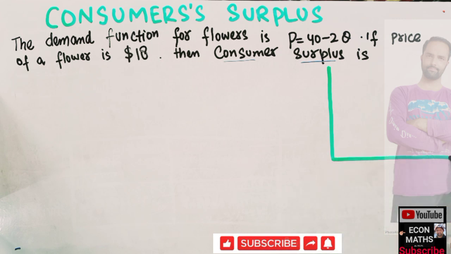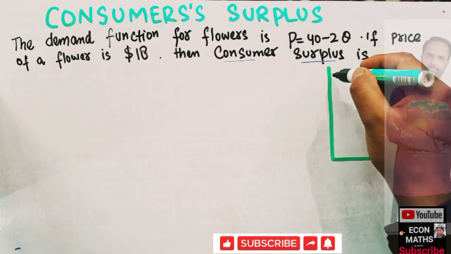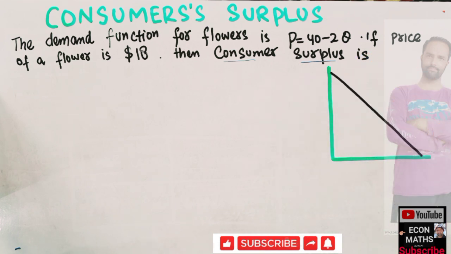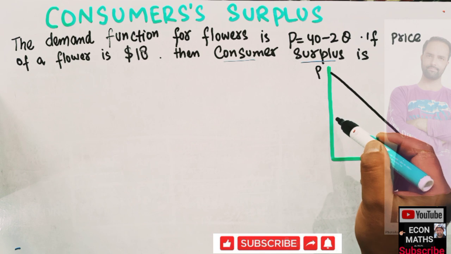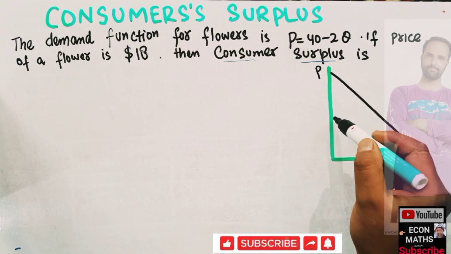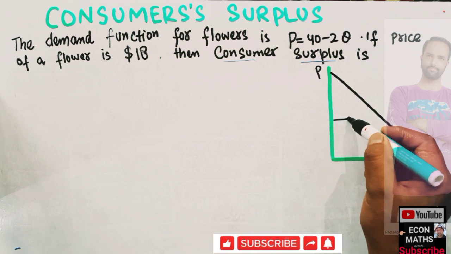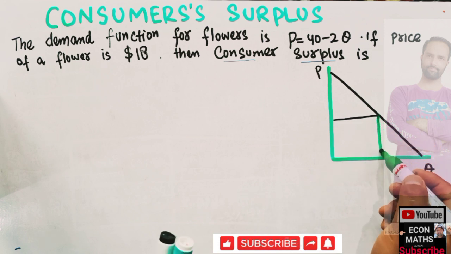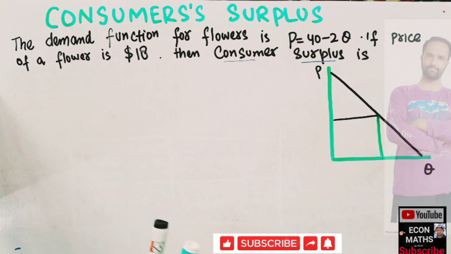Okay, let us say this is our graph. Let us say this is our demand function. We have quantity on this axis, price on this axis. And let us say the price, which is being given to us as the equilibrium price, is 18, and corresponding to this we would have the equilibrium quantity.